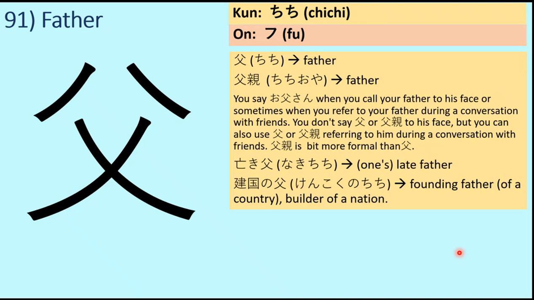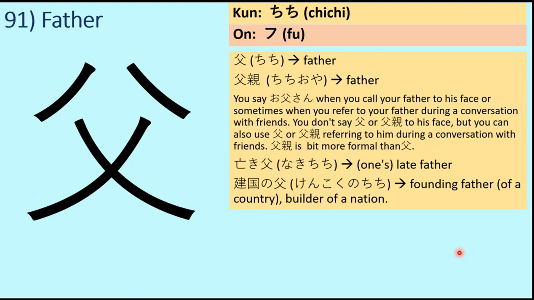Now, there are several ways to represent father. There is chichi, there is chichiya, there is otousan, which you all know. So, what are the differences? We say otousan when we call our father to his face, or when he is present in front of us and we need to refer to him. And sometimes we also use otousan when we refer to our father during a conversation with friends. We don't say chichi or chichiya to the father's face, but we can use chichi or chichiya referring to him during a conversation with friends.